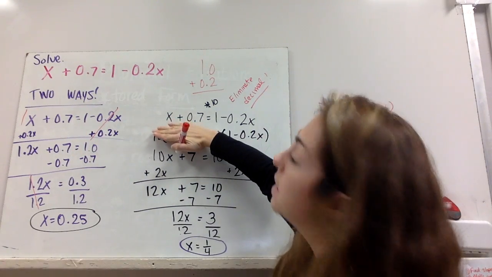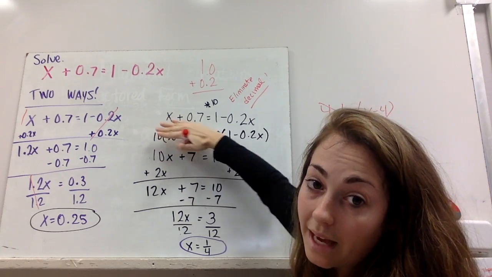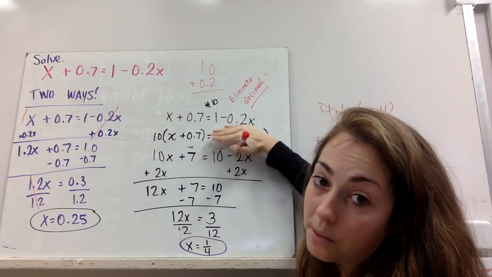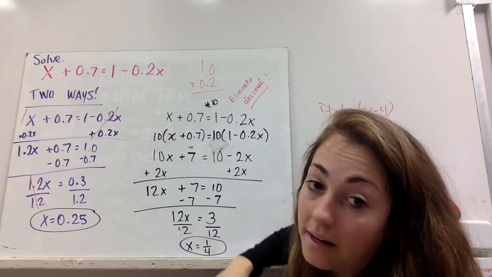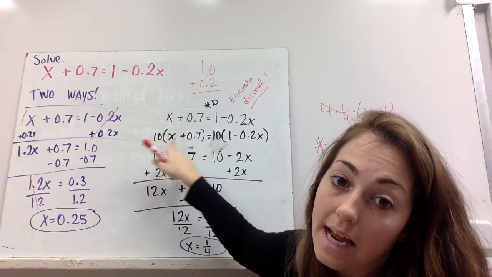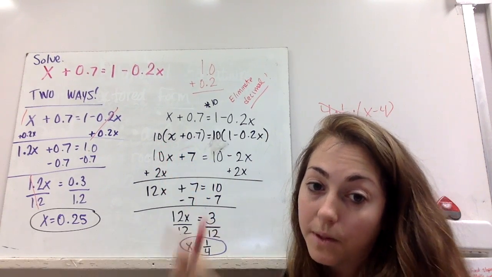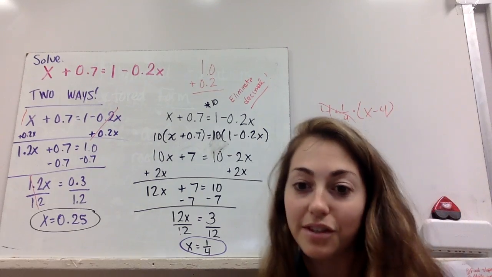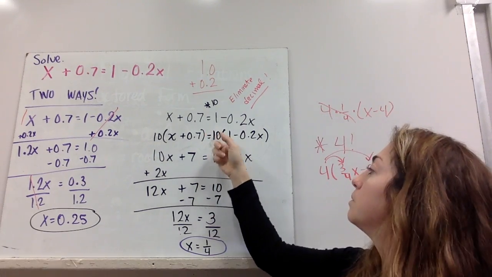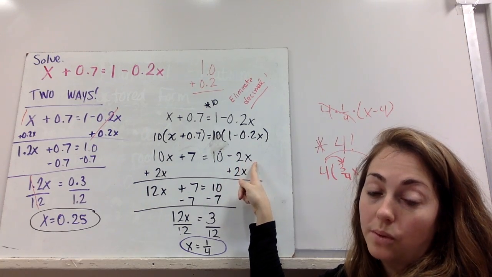So I have x plus 0.7. That has to get multiplied by 10. And I have 1 minus 0.2x. That has to get multiplied by 10. So when I do that, I do 10 times x. That's 10x. 10 times 0.7, that's 7. Why did I do that? Well, to eliminate the decimal. If I still have a decimal, that kind of defeats the purpose here. 10 times 1 is 10, and 10 times negative 0.2x is negative 2x.